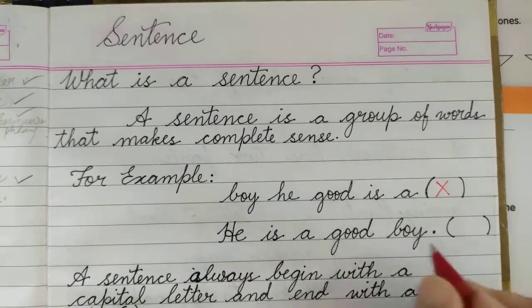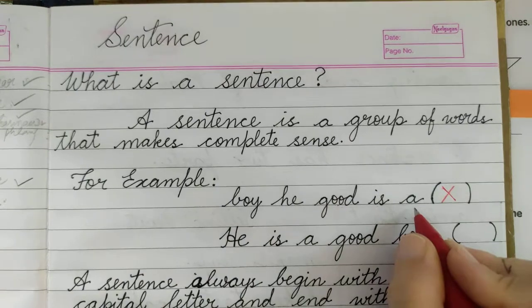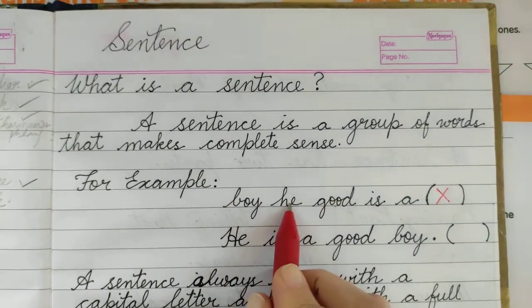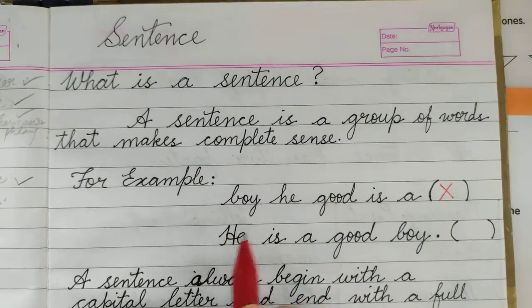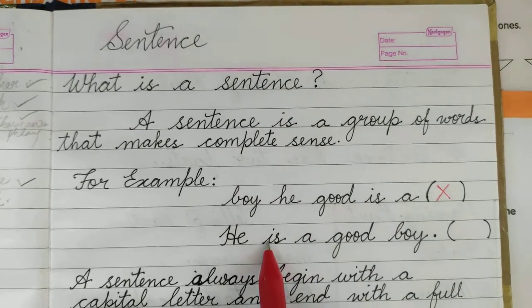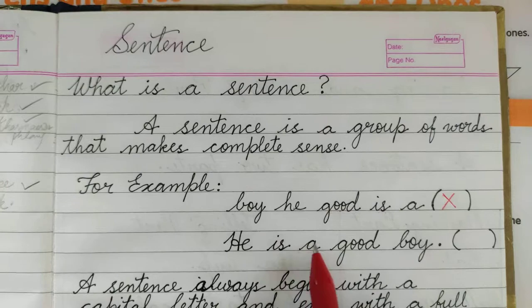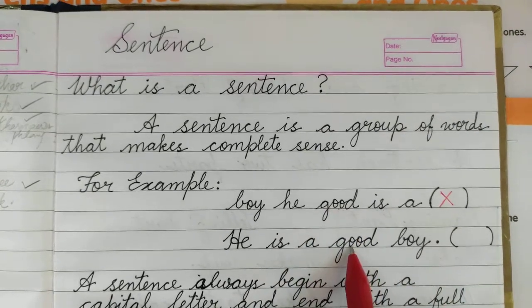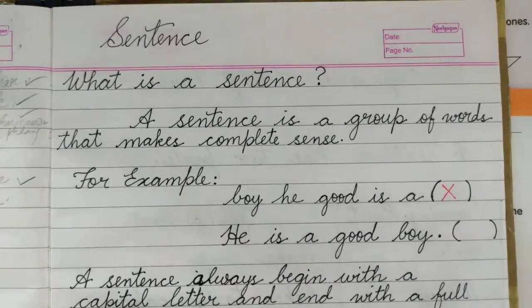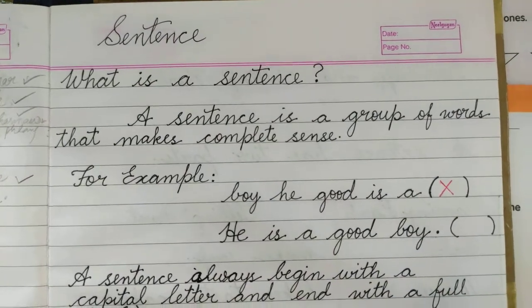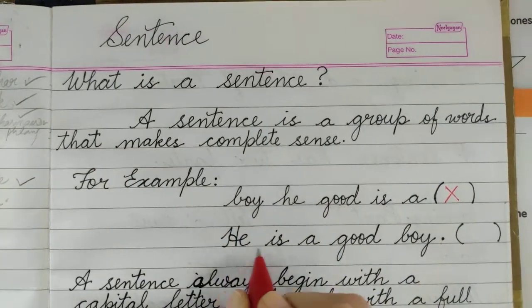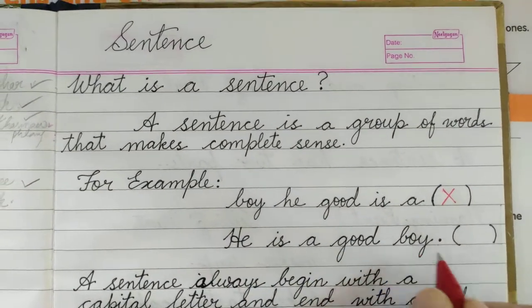So now let us arrange this to make complete sense. He is a. We bring in a, and we take this good and bring down here: good boy. And now I keep a full stop. Now does that make sense? He is a good boy.